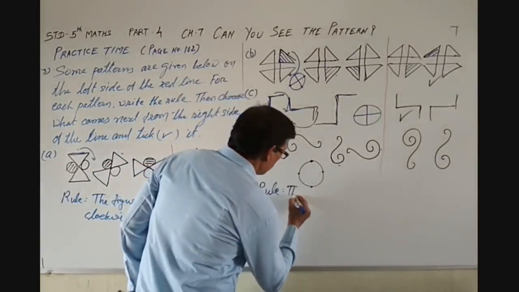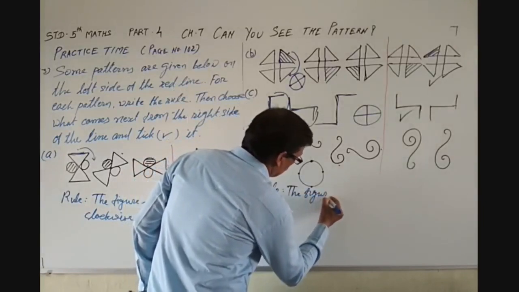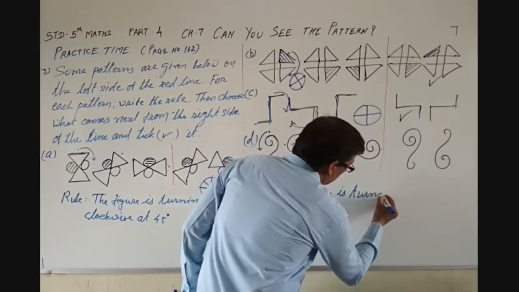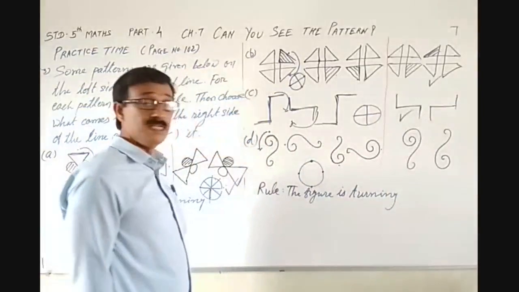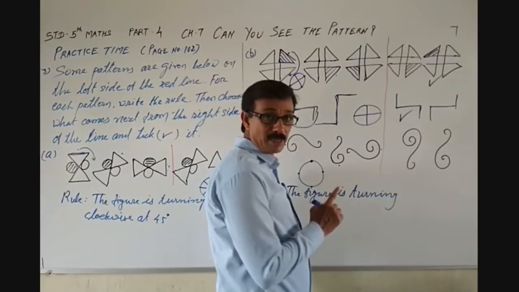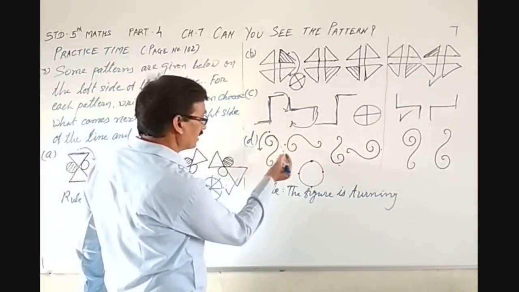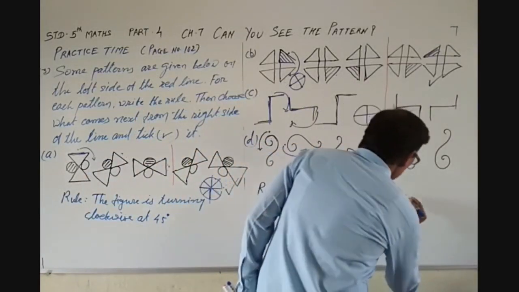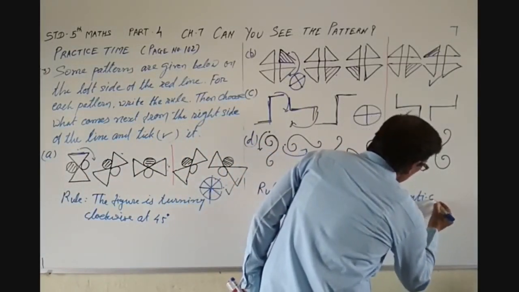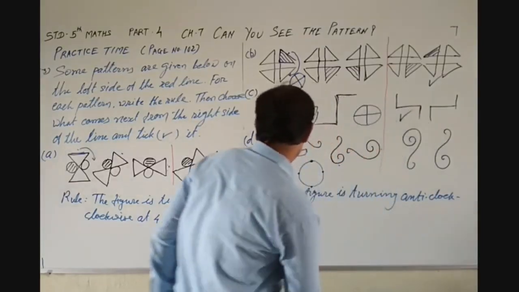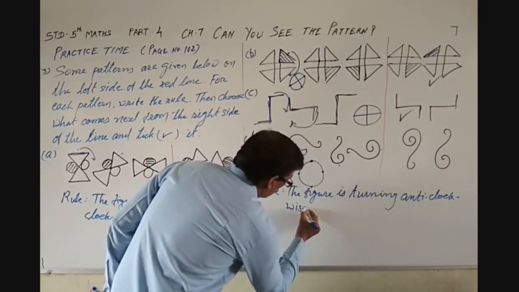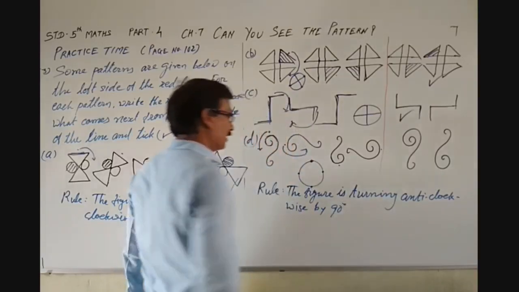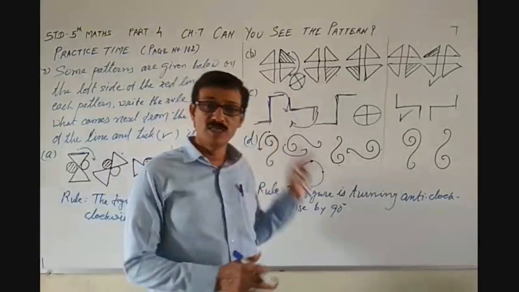The figure is turning anti-clockwise. See, this is turning anti-clockwise. Then from here, it is anti-clockwise by 90 degrees. So this is the rule for the last one.